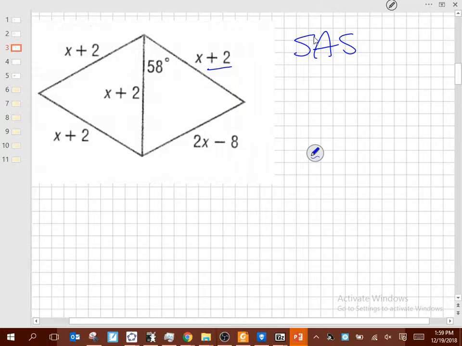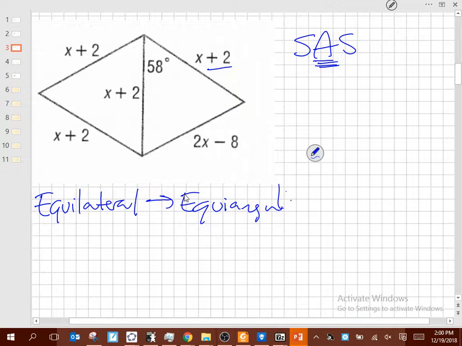Side, angle, side is actually the route we need to go. But in regard to using side, angle, side, I need to know an angle compared to an angle. I don't know any angles over here, right? Or do I? It's an equilateral. So here's the progression. It's equilateral. Equilateral is also equiangular. Equiangular means that all three angles are 60 degrees.